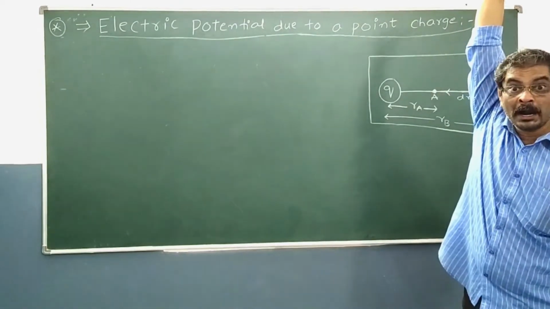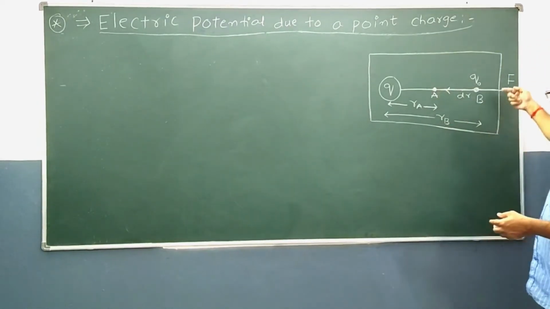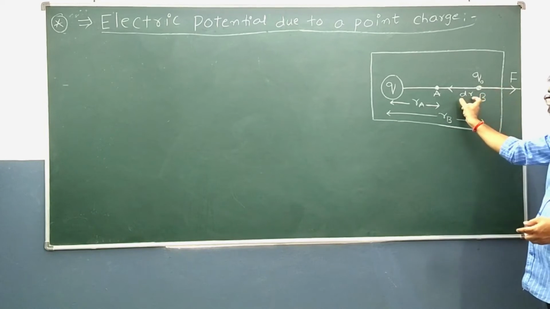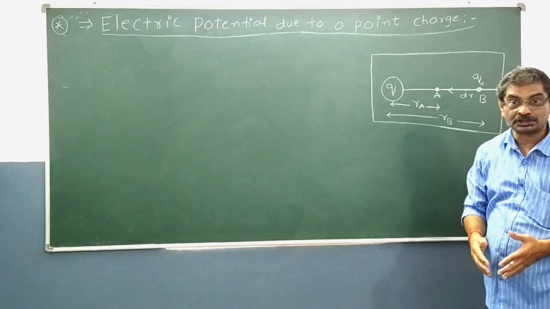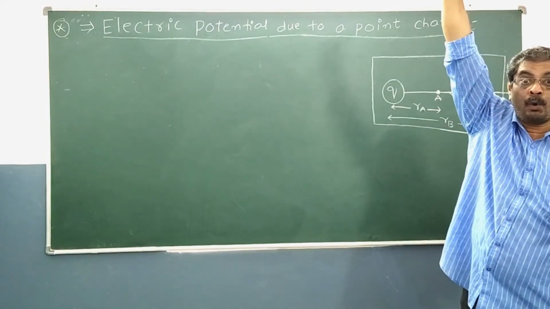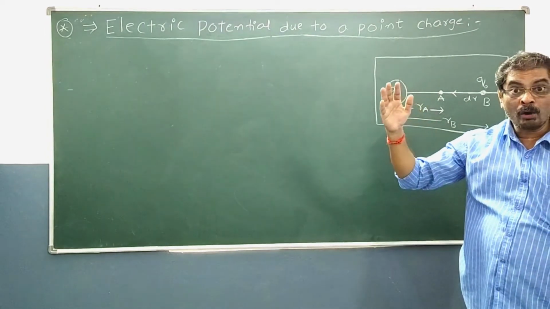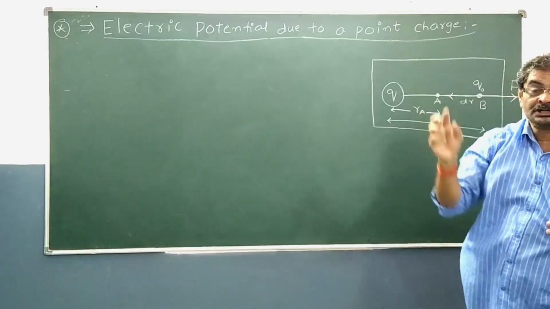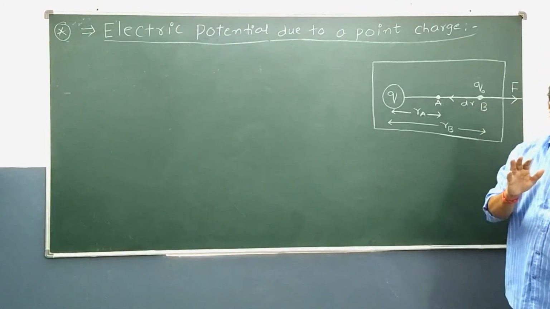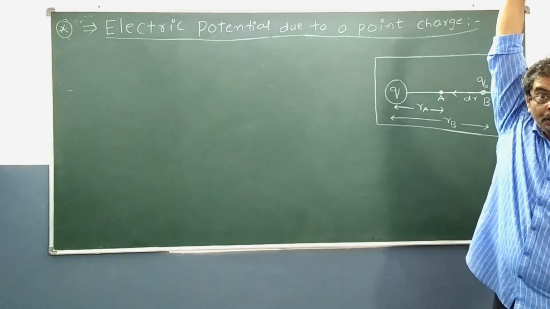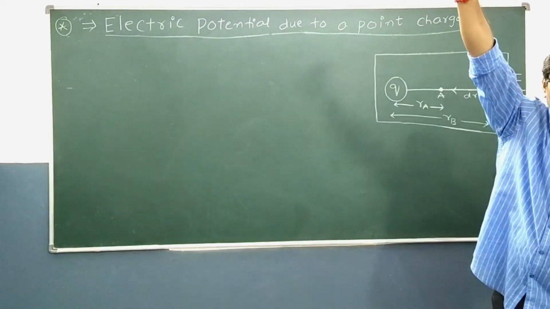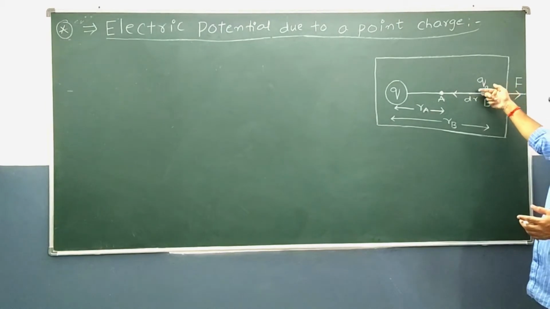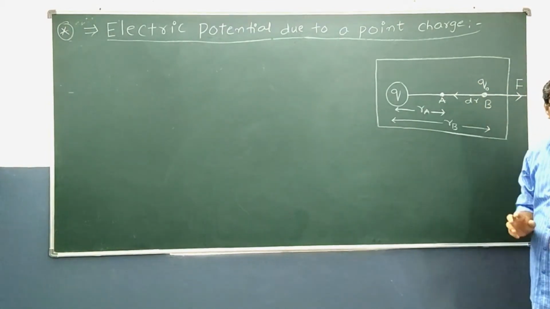Now let us find out what will be the small amount of work that will be done in order to displace that test charge through a small displacement dr. So first we are going to calculate the small amount of work done to displace that test charge through a small displacement dr.